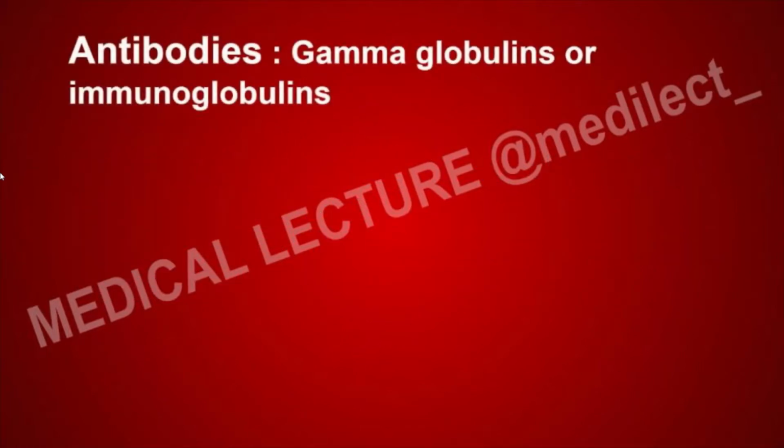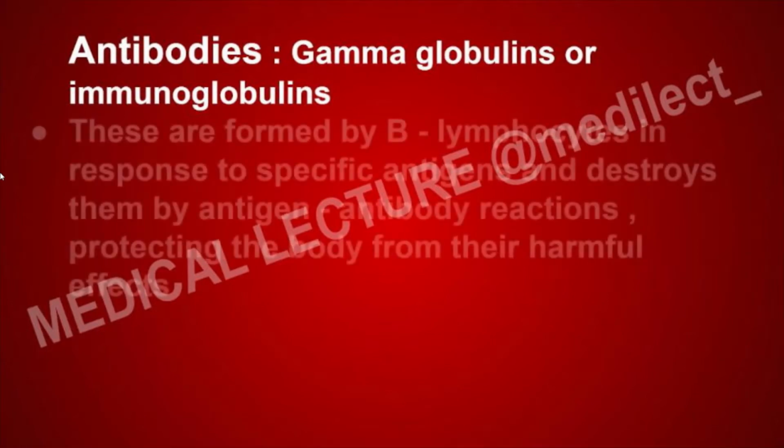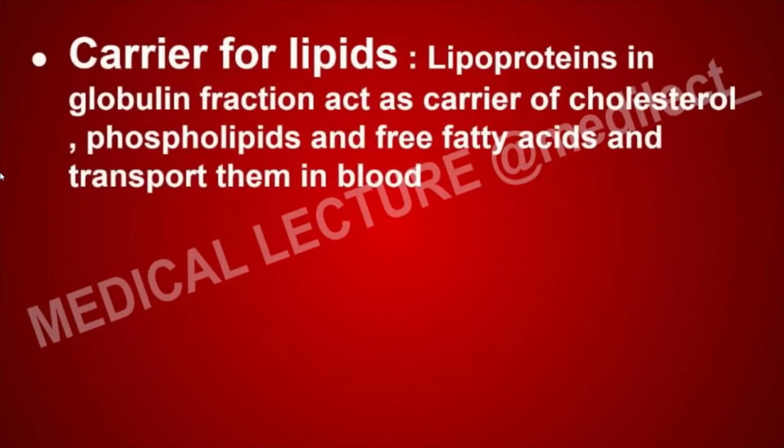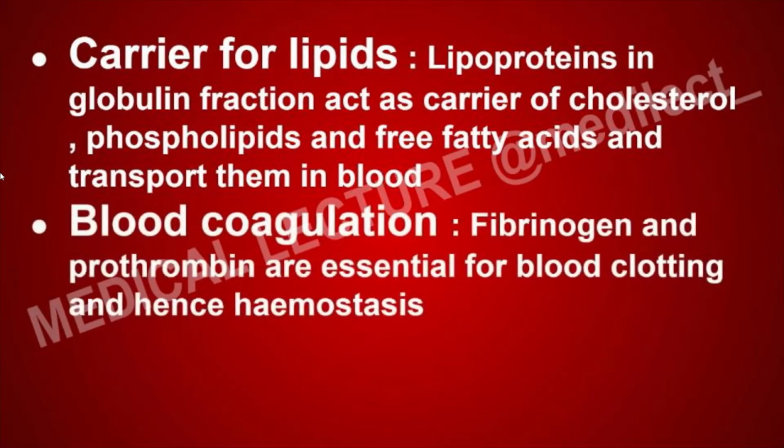Now the antibodies. Gamma globulins or the immunoglobulins are formed by the B lymphocytes in response to specific antigens and destroy them by antigen antibody reactions, protecting the body from the harmful effect. Now carrier for lipids. Even plasma proteins act as a carrier for lipids. Lipoprotein in the globulin fraction acts as carrier of the cholesterol, phospholipids and free fatty acids, and even transports them in the blood. Blood coagulation mechanism, that is the hemostasis. Fibrinogen and the prothrombin are essential for blood clotting mechanism, and hence hemostasis is maintained.